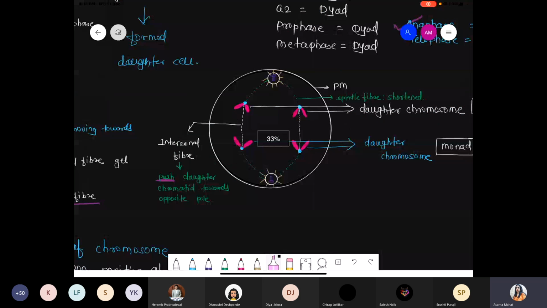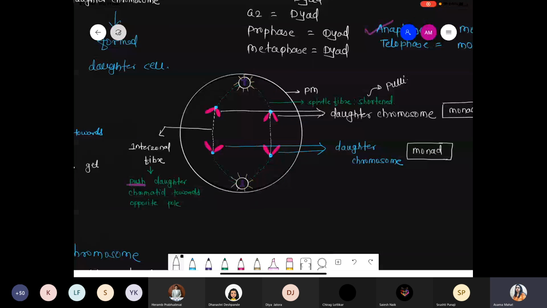get shortened because they are showing the pulling process. If you want you can write down here they are showing the pulling process. Pulling of chromatid. Who? Spindle fiber or chromosomal fiber. Okay, spindle fiber they are showing the simple process that is pulling.